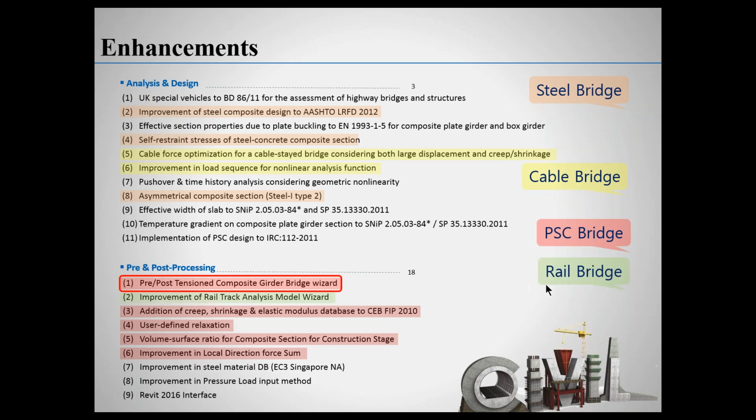And if you're doing a rail structure project, there's also an improvement to the rail track analysis model wizard. Also recently, the program has been used very popularly for BIM. So Midas is capable of communicating with Revit. Also some of the firms actually utilize Civil not just for the structural engineering and design, but also for delivering the final product.